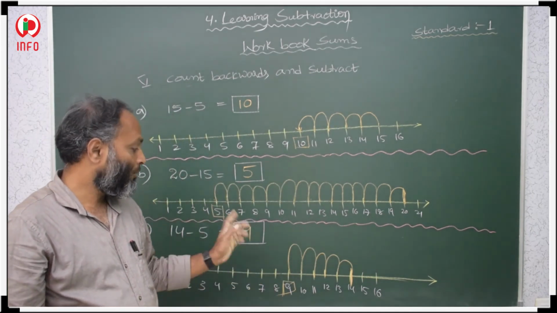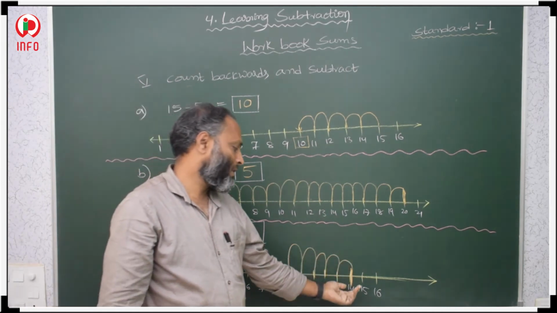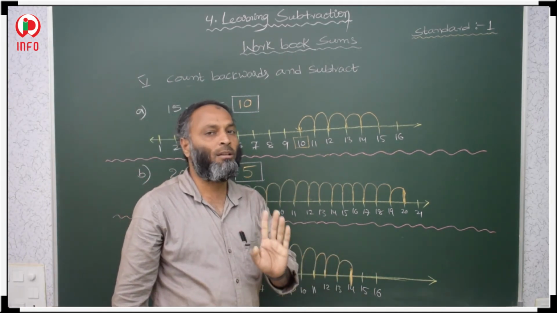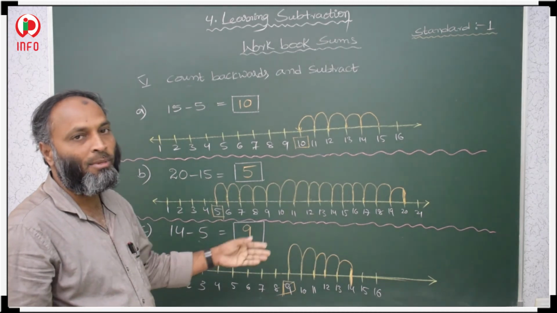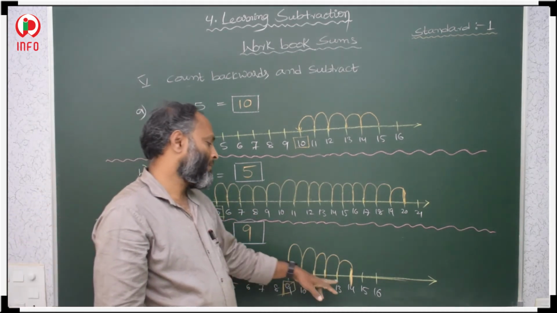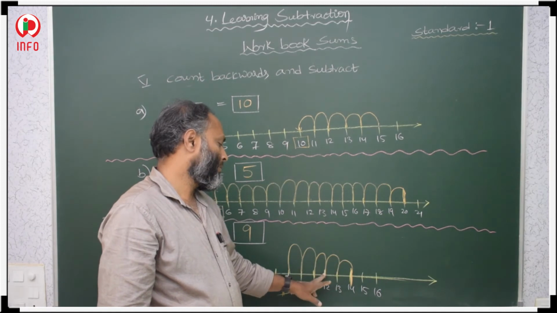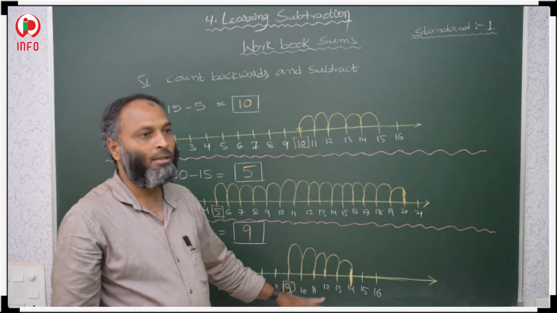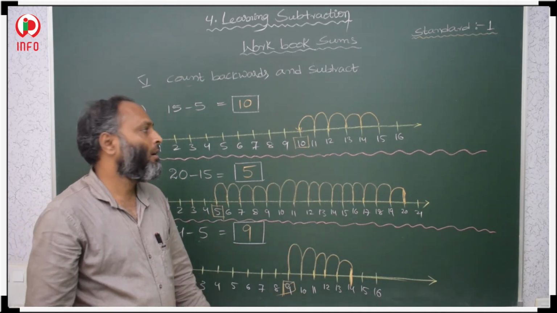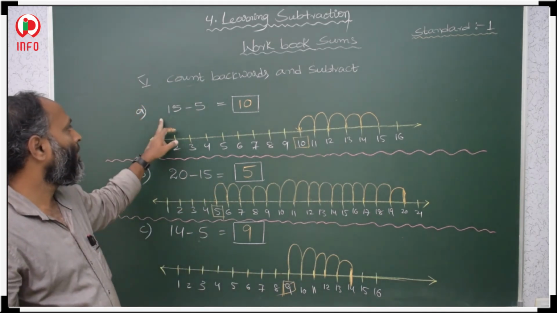If not, that is your wish, but at least 14 should be there on the number line. 14 and minus 5 is there. Minus 5 means we count back 5 numbers: 1, 2, 3, 4, 5. So this is the method to count back from the given numbers.